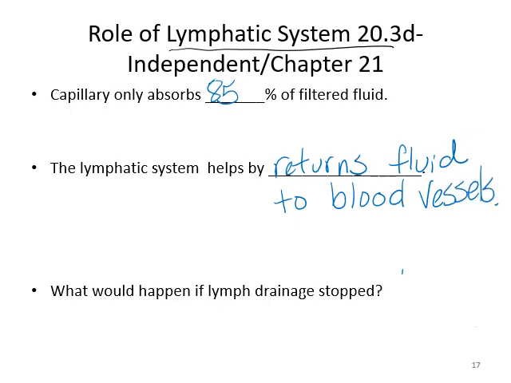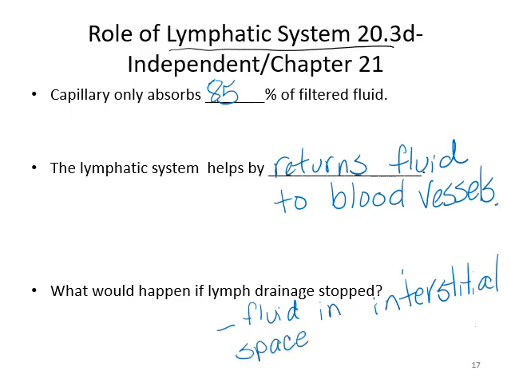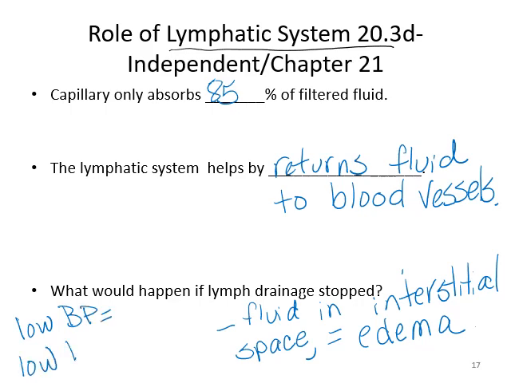So what would happen if the lymphatic drainage stopped? If lymphatic drainage stopped, you would have fluid in the interstitial space. Too much, so you would swell. You would also have a low blood pressure because of a low blood volume. Because if all your plasma is in the interstitial space, it's not in your blood vessels. But again, you'll learn much more about that when you do your little study of the lymphatic system.